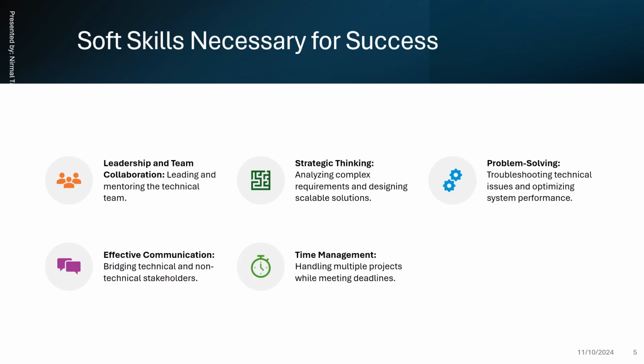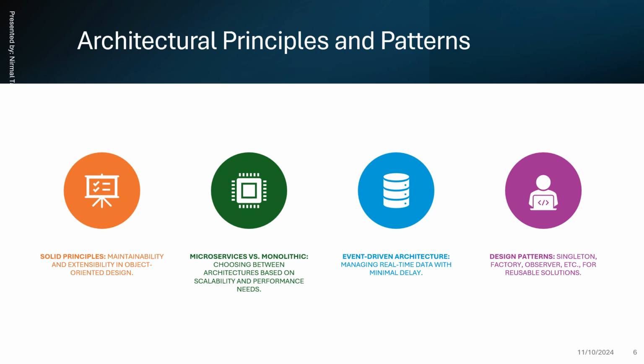Alongside technical skills, a technical architect must have strong soft skills. Leadership is critical, as they need to guide and mentor the development team. They must also be strategic thinkers, able to analyze complex requirements and design scalable solutions. Problem-solving skills are essential for troubleshooting technical issues, and clear communication is needed to work effectively with both technical and non-technical stakeholders.